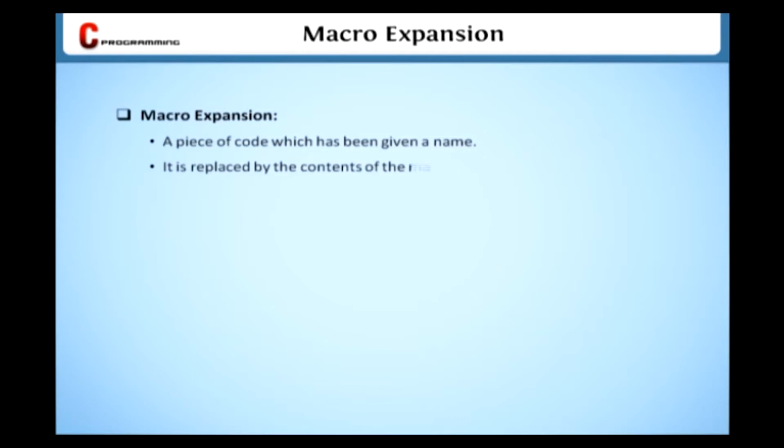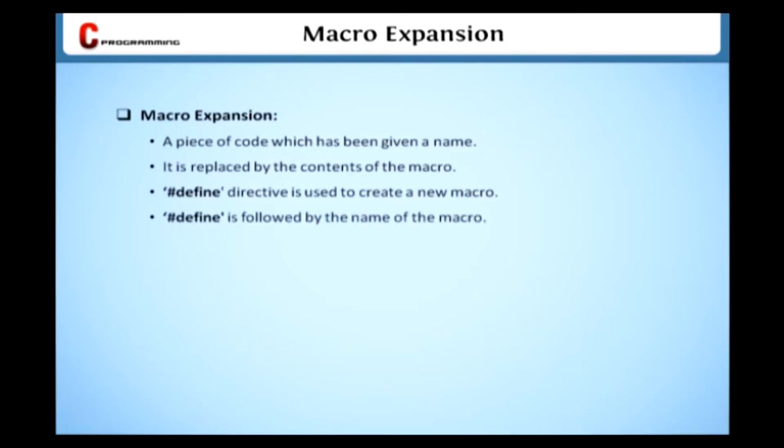Let's look at macro expansion. A macro is a piece of code which has been given a name. Whenever the name is used, it is replaced by the contents of the macro. The #define directive is used to create a new macro. #define is followed by the name of the macro and then the token sequence. It should be an abbreviation for what is variously referred to as the macro's body.